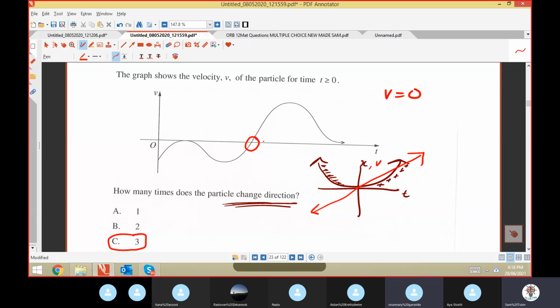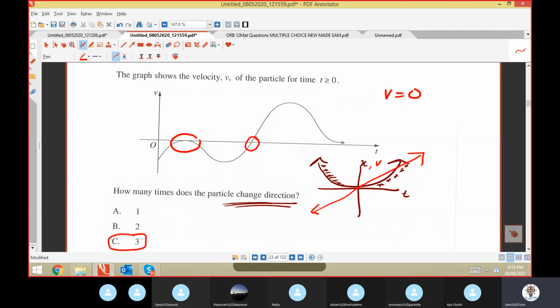When there's a point of inflection? No. When it cuts the x-axis. When it cuts the x-axis there.